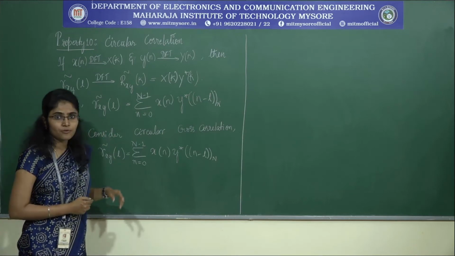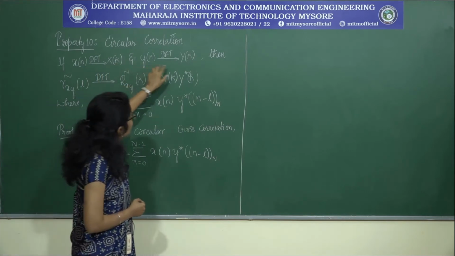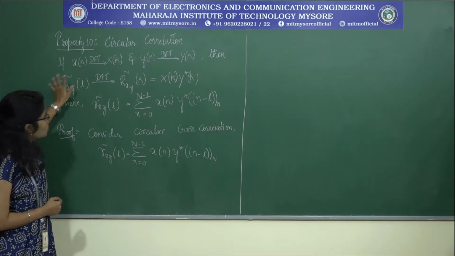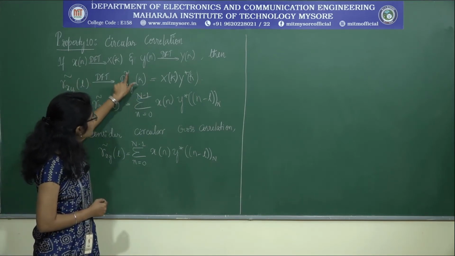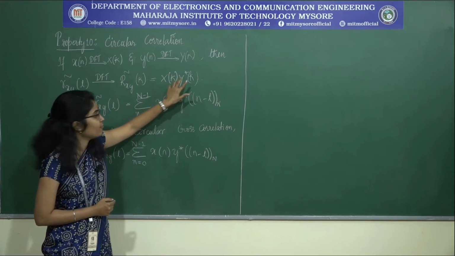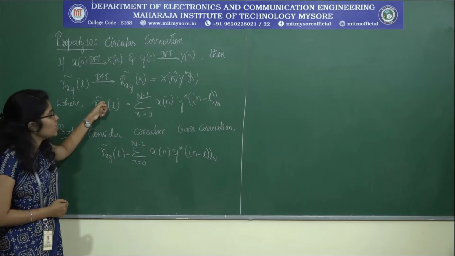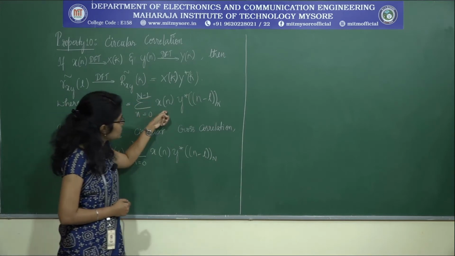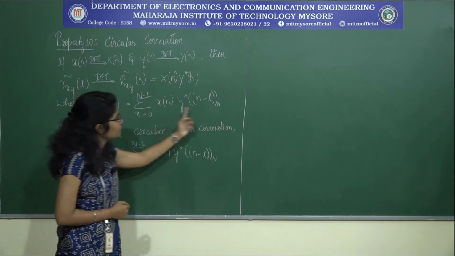The statement goes like this for circular correlation, that is if DFT of x of n is given by x of k and DFT of y of n is y of k, then Rxy of n tilde, so this symbol is called tilde, if we apply DFT to this, gives us Rxy of k tilde, which is equal to x of k into y conjugate of k, where Rxy of L tilde is nothing but circular cross correlation, which is given by the expression summation n ranges from 0 to n minus 1 x of n y conjugate of n minus L of n. So, this is the expression for cross correlation.